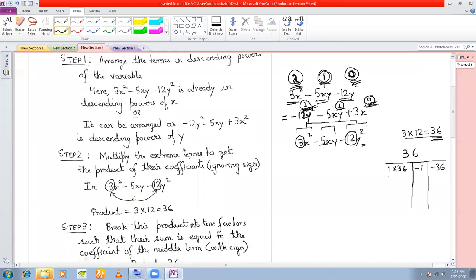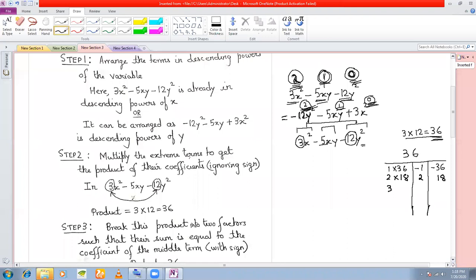Okay, so let us try the next factor. The next factor is 2 into 18. Am I right or not? First factor 2, second factor 18. Now, can I get minus 5 from 2 and 18 in any way? No, sir. Whether I take minus 2 plus 18, or plus 2 minus 18, or minus 2 minus 18, or plus 2 plus 18, still I will not get minus 5. Isn't it?